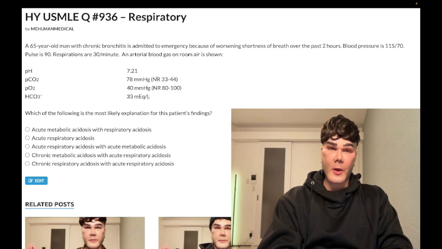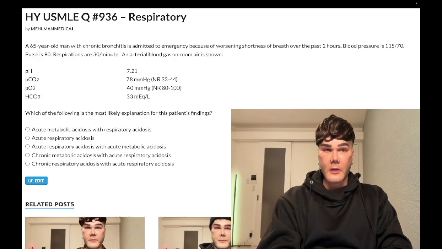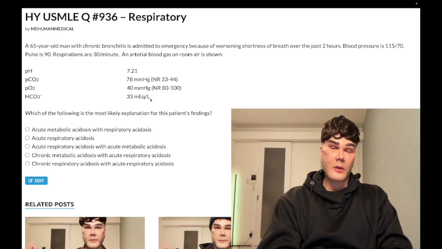Although our CO2 is elevated, that makes sense. CO2 is acidic, we're retaining it. Our bicarb would be normal if this is an acute respiratory acidosis, because it takes the kidneys at least 12 to 24 hours to change excretion of bicarb. For example, if you were to hold your breath for 2 minutes and induce an acute respiratory acidosis and we measured your bicarb, it's normal. You're not going to have any change in your bicarb.